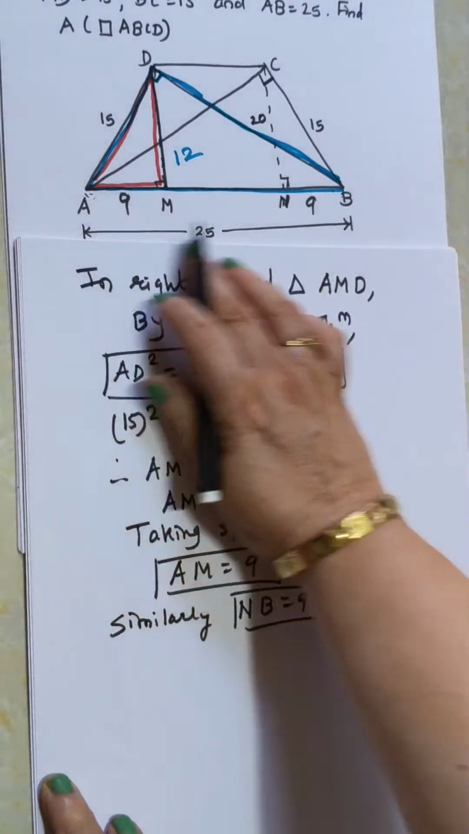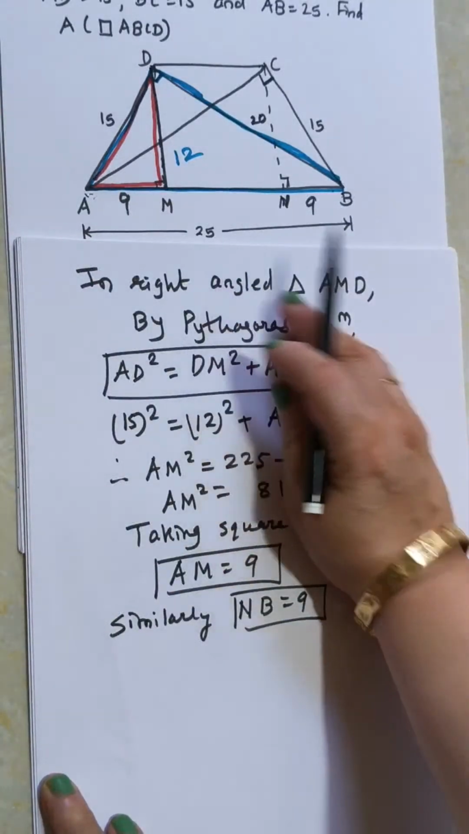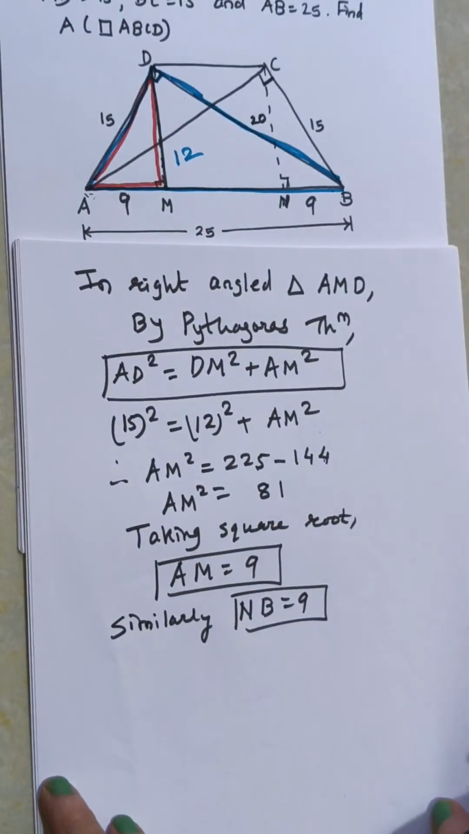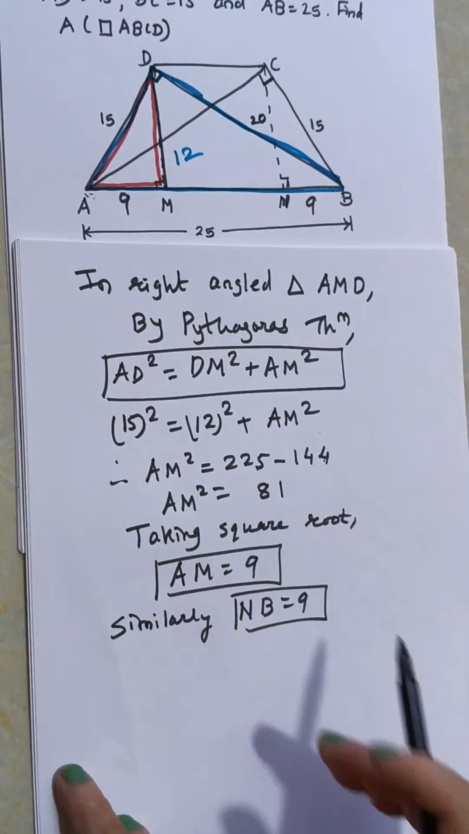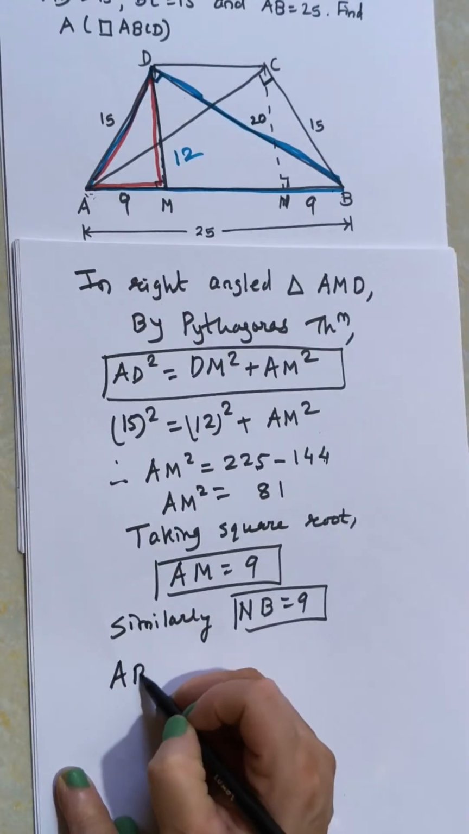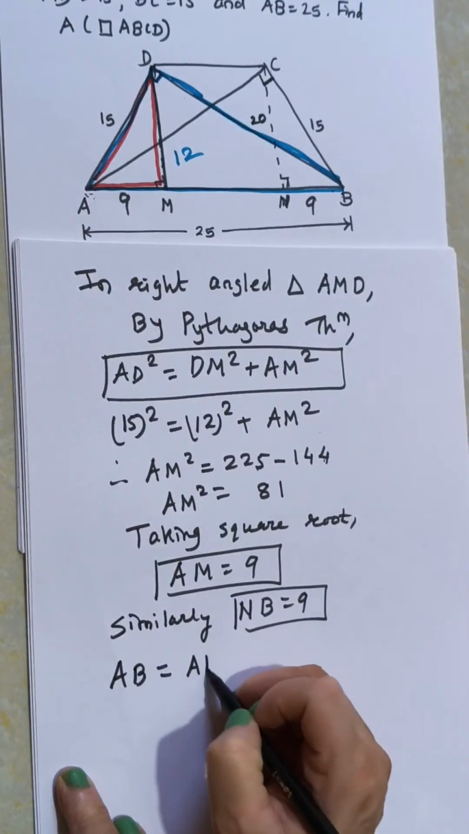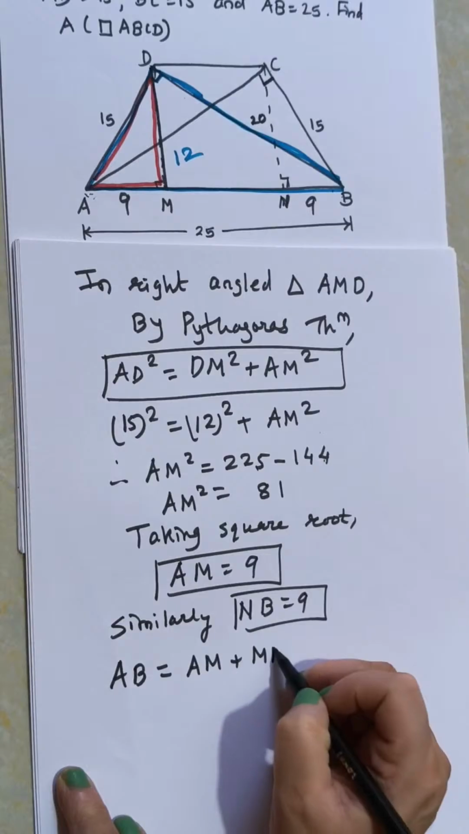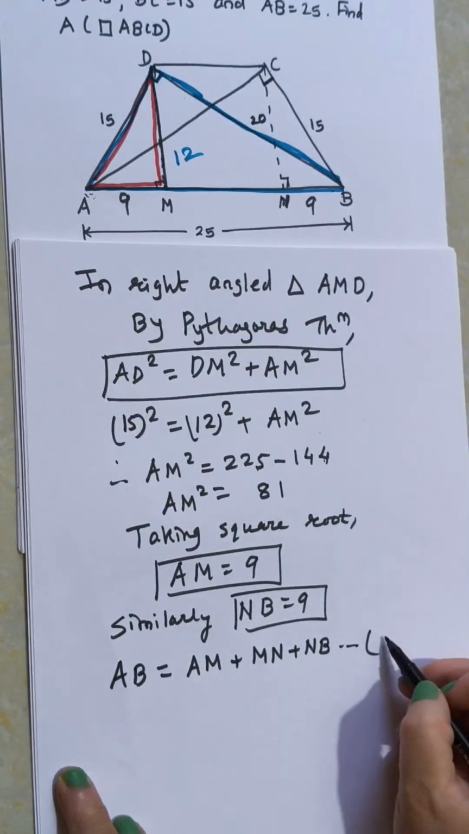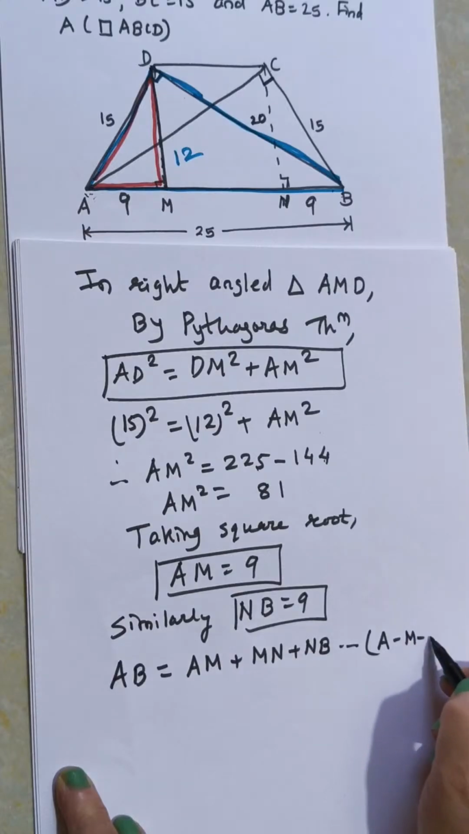Now already you can see AB on the screen. How much AB is there? It is 25. So what we can write now? AB is equals to AM plus MN plus NB. What reason are you going to write? A dash M dash N dash B.